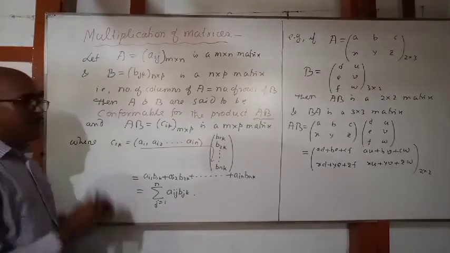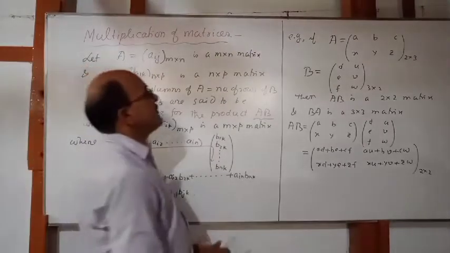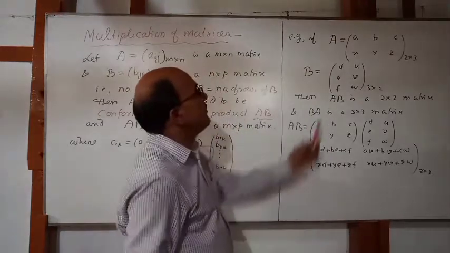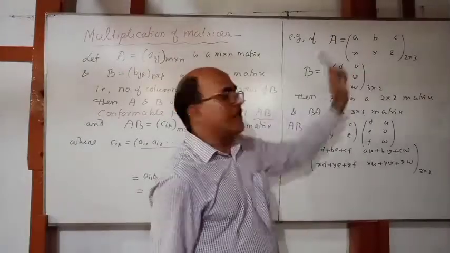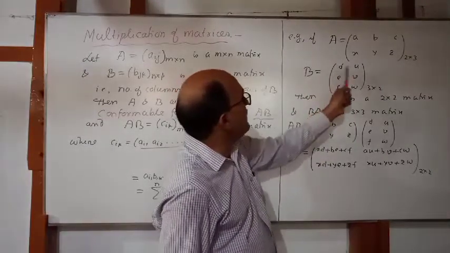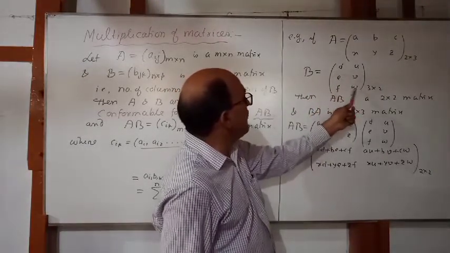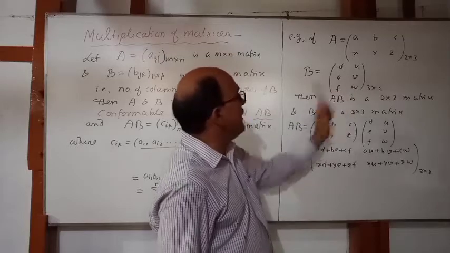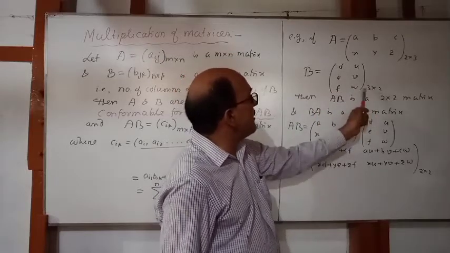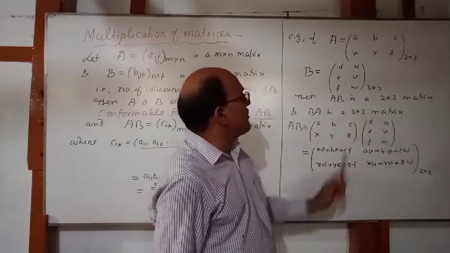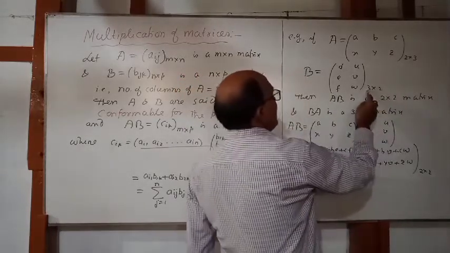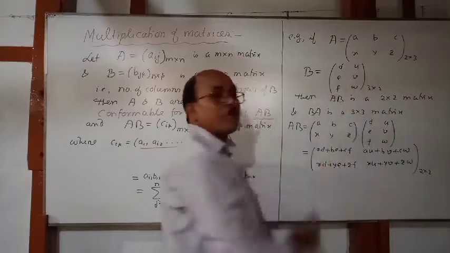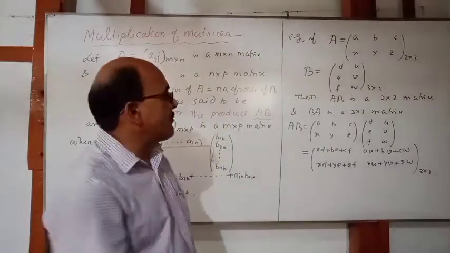Now an example will make it clear. Let us see this example. Suppose capital A equal to ABC, XYZ, 2 rows 3 columns, a 2 by 3 matrix. B equal to DU, EV, FW, that is DEF here, UVW there. It is a 3 by 2 matrix, meaning 3 rows and 2 columns. So see, the number of columns of A is 3, the number of rows of B is 3. So they are conformable for multiplication for the product.